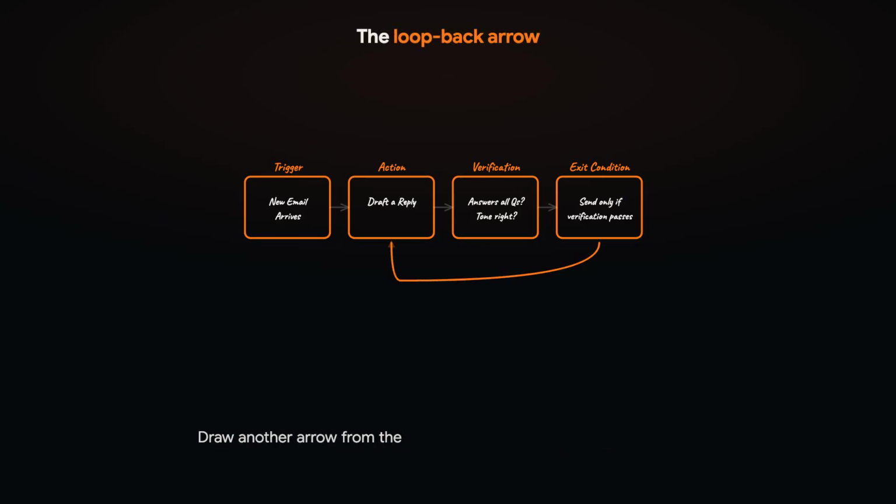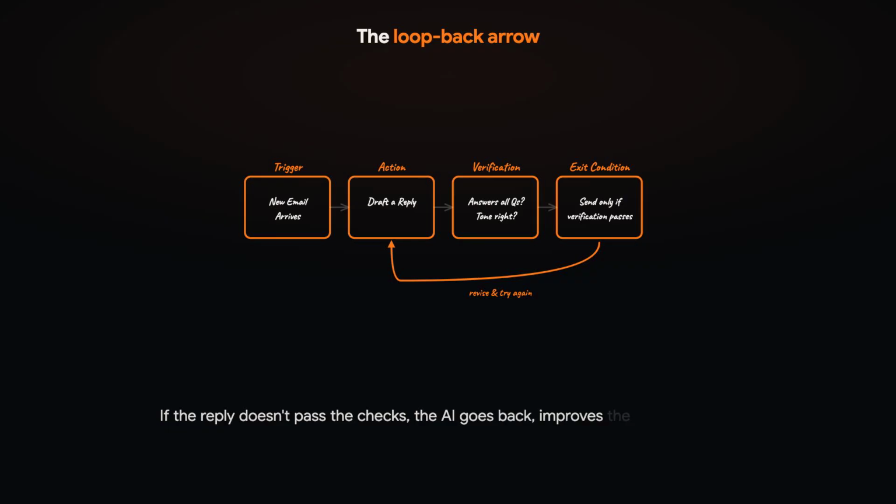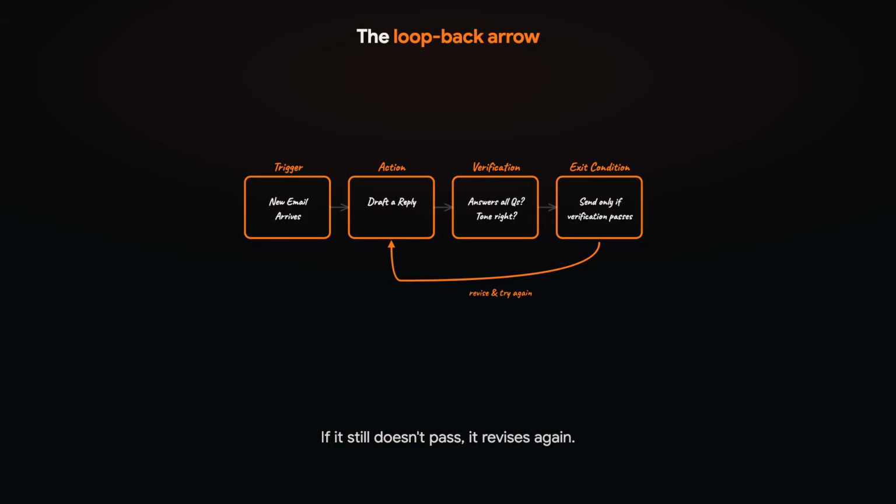Draw another arrow from the exit condition box back to the action box. This arrow creates the loop. If the reply doesn't pass the checks, the AI goes back, improves the draft, and tries again. Then it returns to verification. If it still doesn't pass, it revises again. The loop continues until the exit condition is finally satisfied. Notice that the system isn't repeating work for no reason. It's repeating work because it has a clear standard to meet. That difference is important. Let's walk through the complete example from beginning to end.